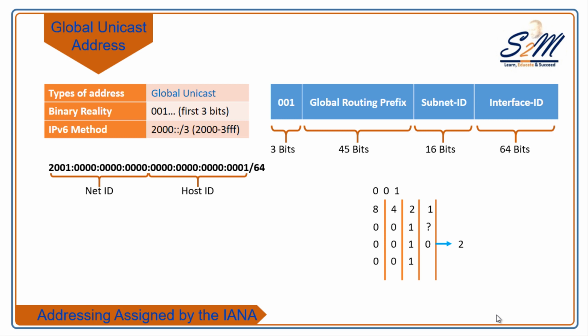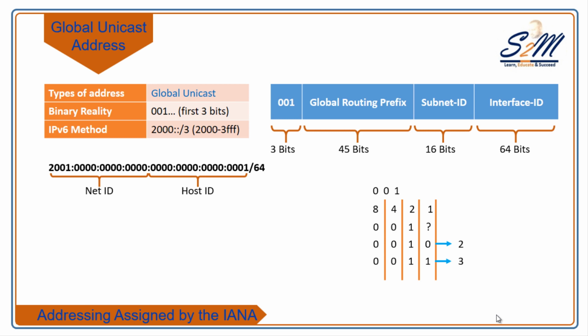In the second line we have 0, 0, and in the 2 and 1 positions we have 1. If we add 2 plus 1, it is equal to 3. That is why IPv6 global unicast addresses start from 2000 and go up to 3FFF. So 2 is the start point of the IPv6 global unicast range, and 3 is the end. That is why this binary formation is a great example for you guys who want to learn IPv6 addressing. A really popular type of IPv6 address is the global unicast address.